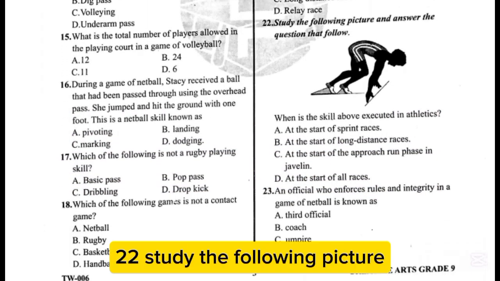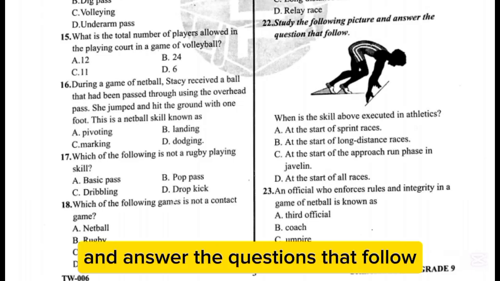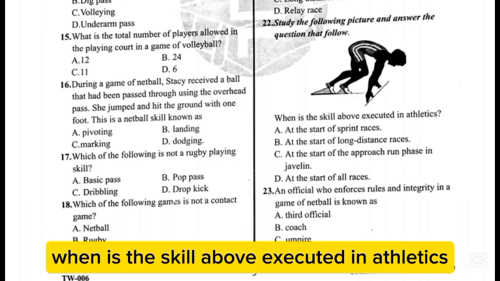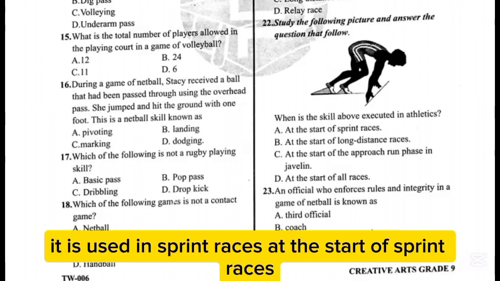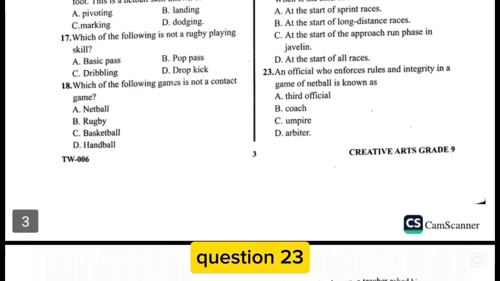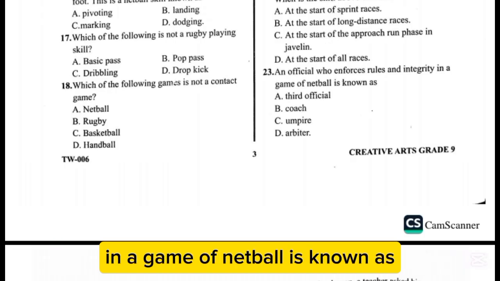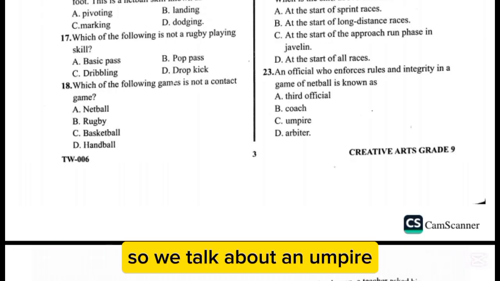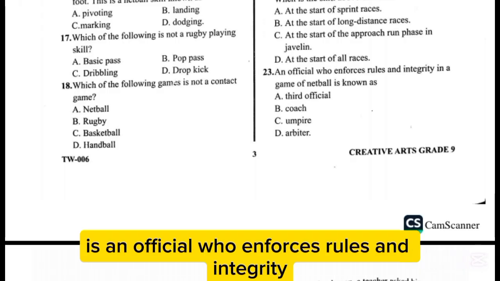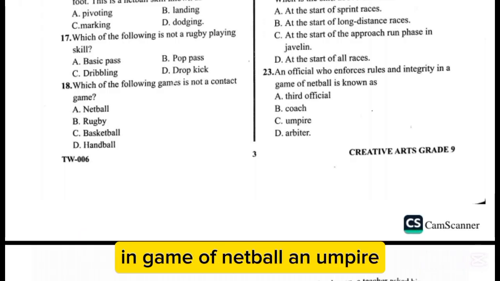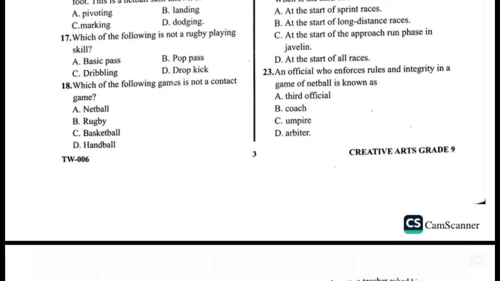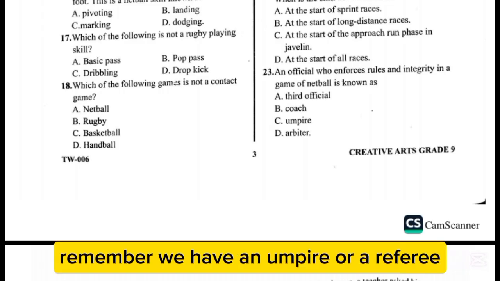22. Study the following picture and answer the questions that follow. When is the skill above executed in athletics? So this one is used in sprint races, at the start of sprint races. Question 23. An official who enforces rules and integrity in a game of netball is known as, so we talk about an umpire. Remember, we have an umpire or a referee.